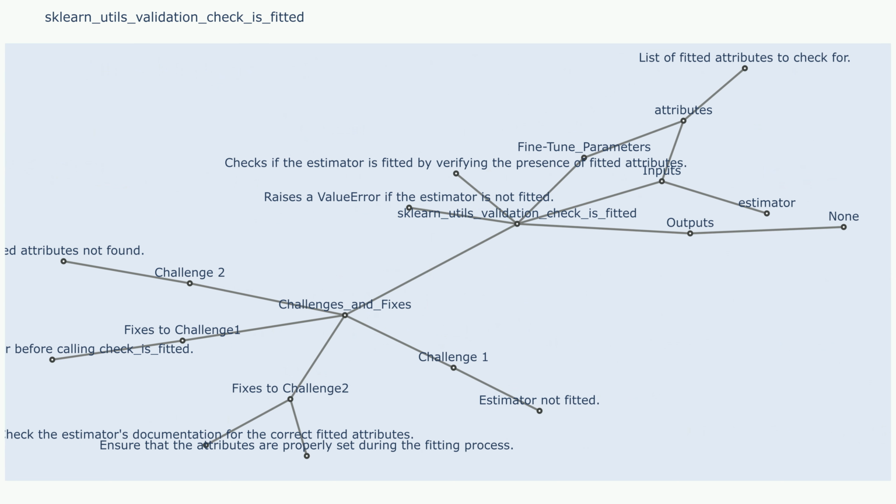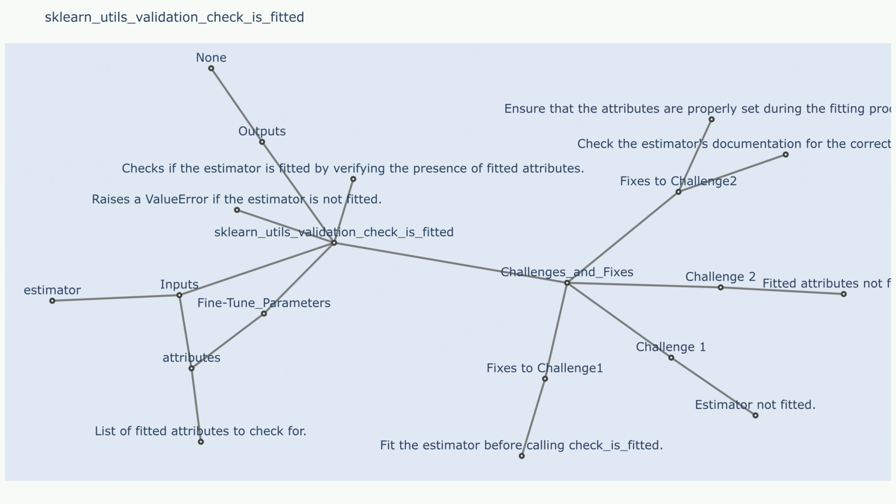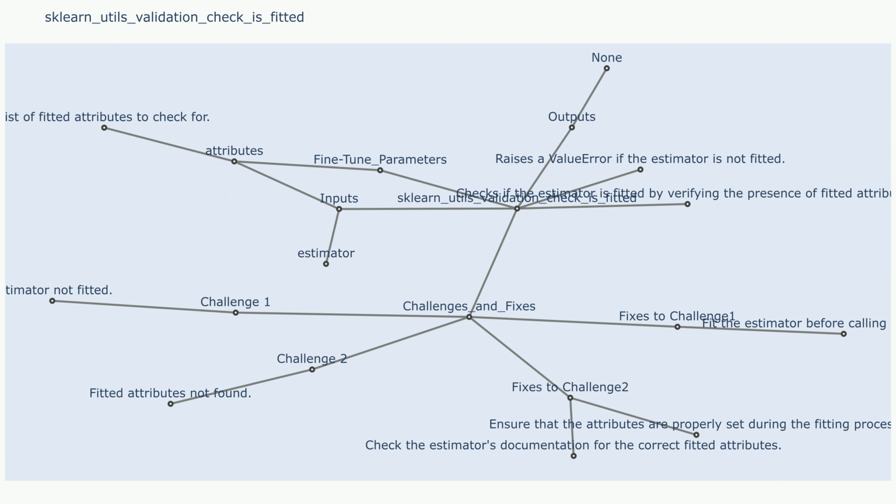all_or_any: this parameter determines whether all or any of the specified attributes need to be present in the estimator. The default is all, meaning that the estimator must have all the attributes from the attributes list. If set to any, at least one of the attributes must be present.